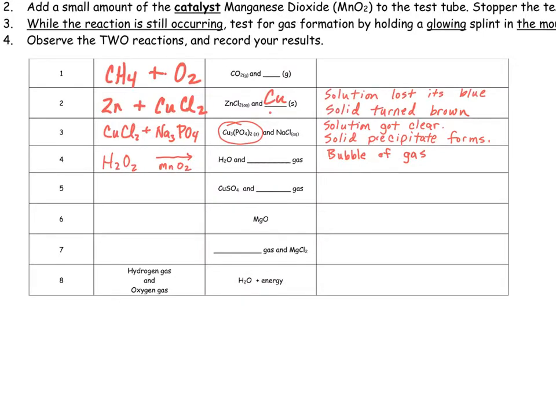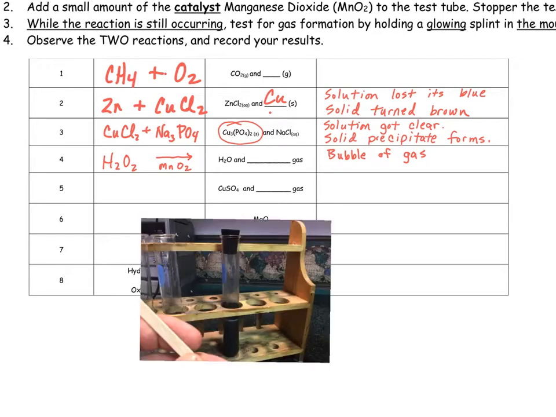For data, we're going to write this, H2O2. Now, we're calling the MnO2, manganese dioxide, a catalyst, so we are going to write that underneath the arrow because it's not going to really get used up during the chemical reaction. That's what catalysts do. Now for data, we'll just say bubbles of gas are formed here.